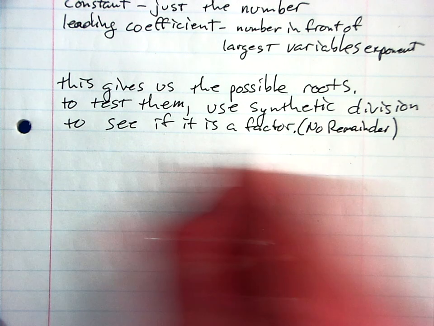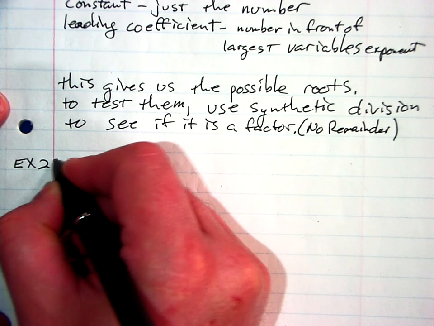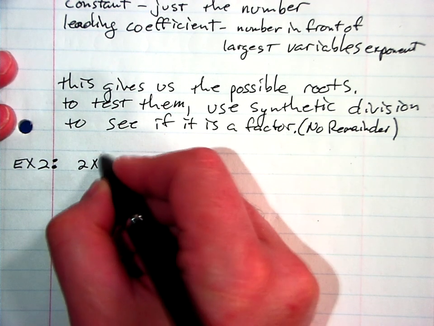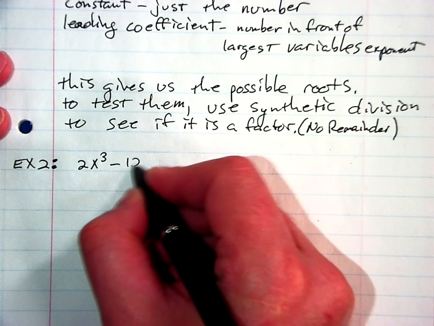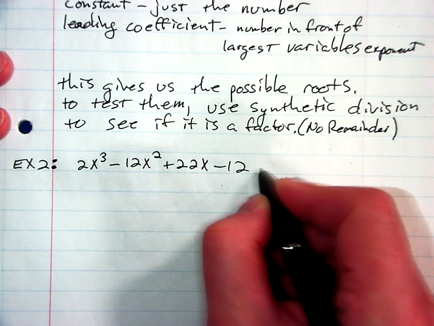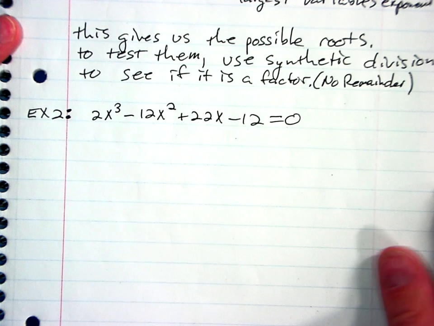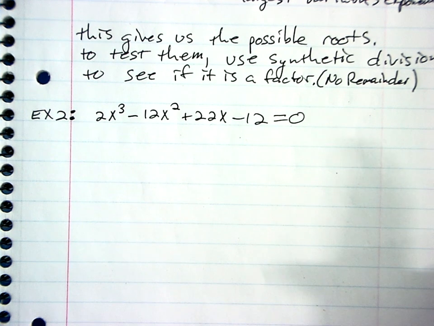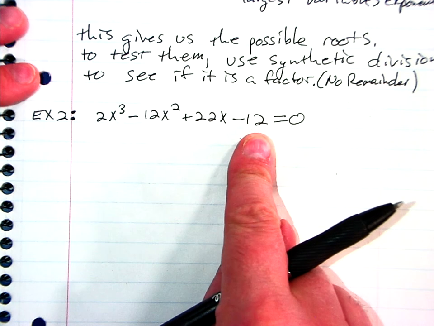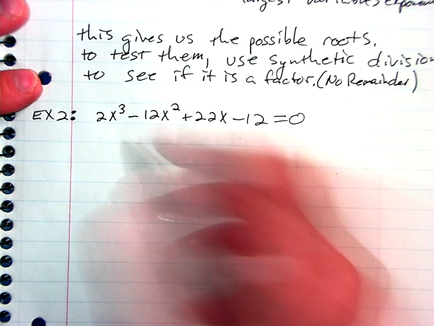All right, example 2. 2x cubed minus 12x squared plus 22x minus 12 equals 0. So what it wants to know is, what are the possible roots? The possible roots are factors of the constant. The constant is negative 12. So what are my factors of negative 12?